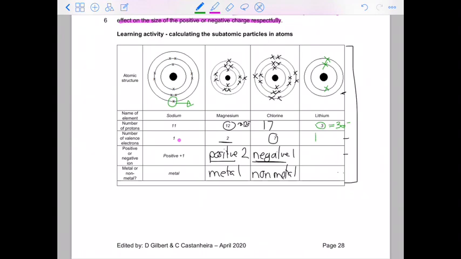So it will try to lose that 1 valence electron because it's easier to lose 1 than to gain 7. So we know it is a positive 1 ion. Because it's a positive 1 ion, we know it's a metal. So hopefully you have those answers in.